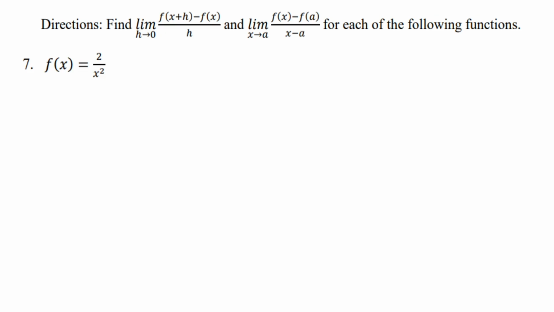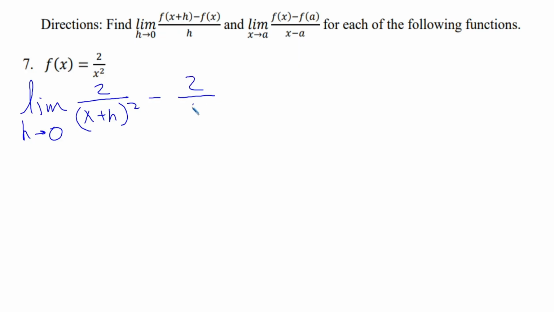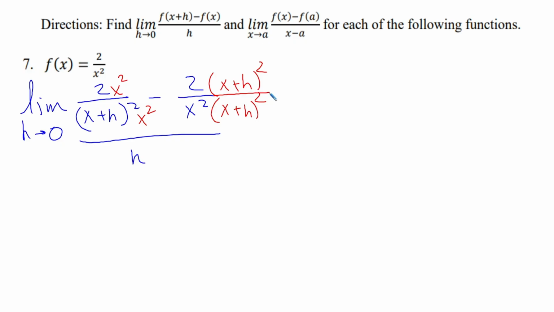All right, for f of x equals 2 over x squared, we'll again start with our difference quotient one. The limit as h approaches 0 of f of x plus h, which in this case will be 2 over (x plus h) squared, minus f of x, 2 over x squared, all over h. We'll do the same thing we did before. I'm going to write it in one step here. This time I'm going to multiply by x squared over x squared, and we're going to multiply by (x plus h) squared over (x plus h) squared, because that's going to give us a common denominator in our numerator.